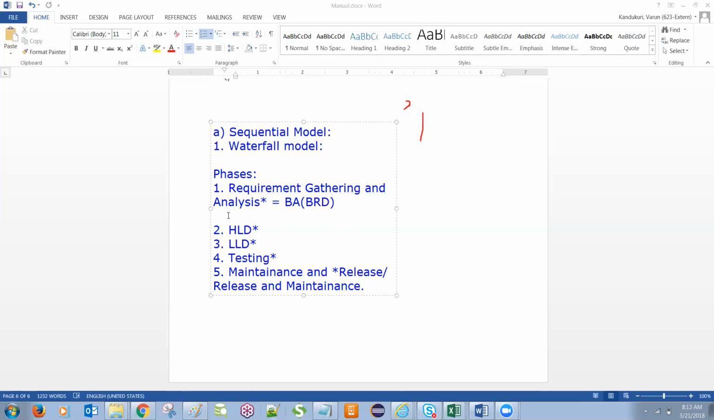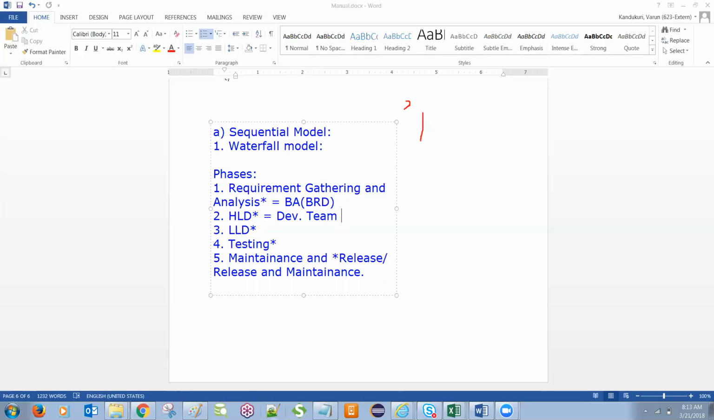And next is the high level design phase. High level design is the design which is understandable by the development team. When the business requirement document comes to the development team, the development team steps into the picture and understands the requirement, and here they prepare the SRS document, the system requirement specification document. There are many synonyms: system specification document, sometimes system requirement document.